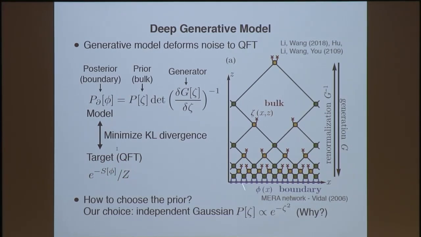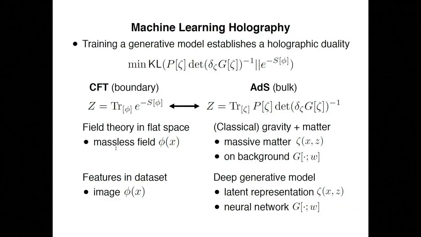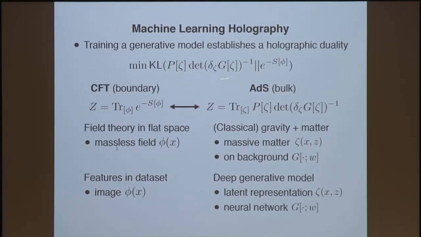So basically, we build up a neural network which has a hierarchical structure, and then we start from some random noise in the bulk, and that random noise will be interpreted as the bulk field, and then map it to the boundary. In this way, we train the two probability distributions to be as close to each other as possible by minimizing the KL divergence. So in the end, we establish a duality between these two theories. We are saying this Boltzmann weight and this generative network probability distribution are close to each other after training. That means these two partition functions are equivalent.